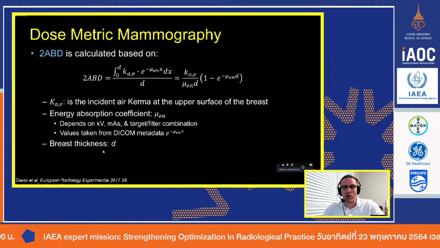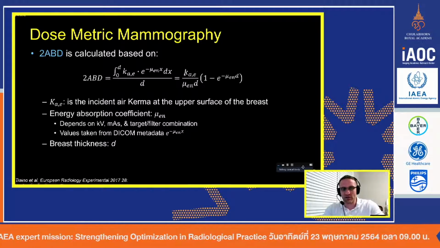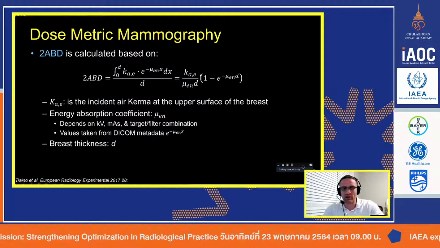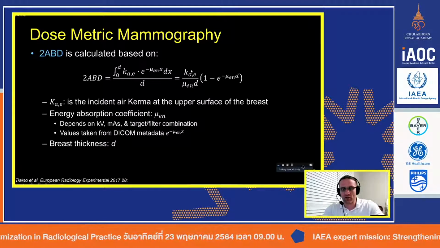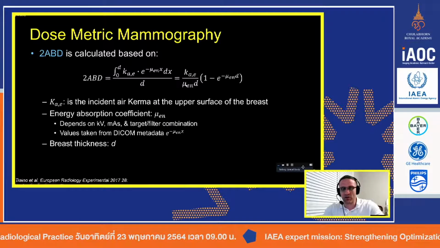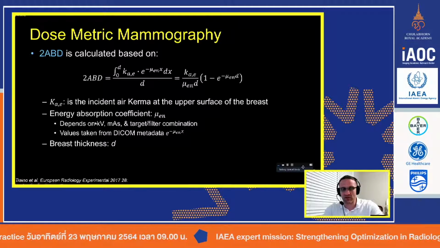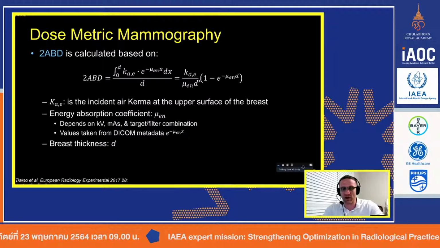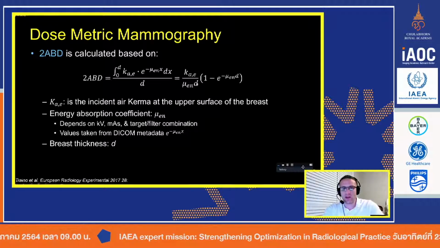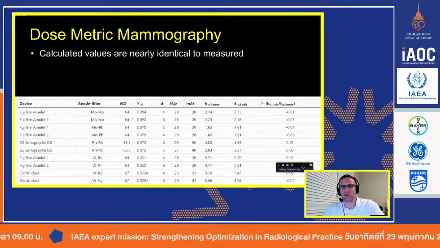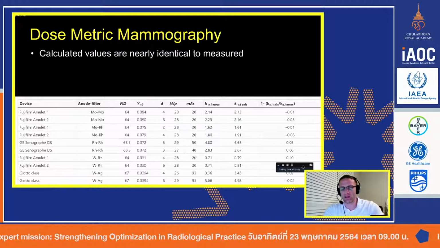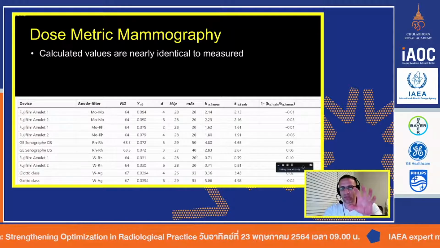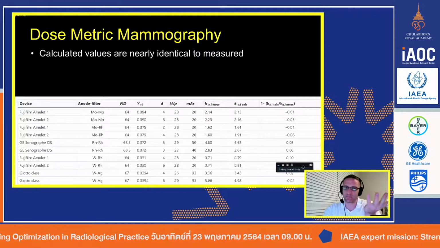So what I'm trying to say here is, when you look at this equation, here I did the math right here. You just integrate over. All you need to know is the air kerma. You need to know what the attenuation coefficient is based on kV, mass, and the target filter, and the breast thickness. All of these values are readily available in the header in the DICOM metadata, except for the air kerma.